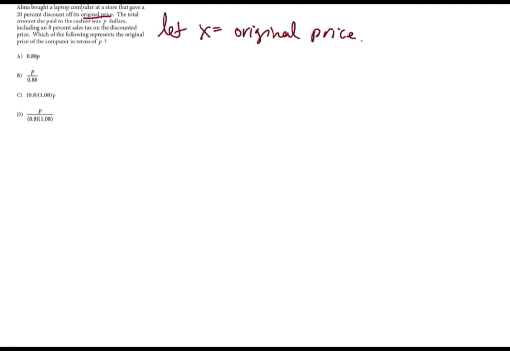So Alma bought a laptop computer at a store that gave a 20% discount off its original price. So we start off with X, and then if there's a 20% discount, you've got to multiply by something here to create the new value that comes after the discount. Because it's a discount, instead of 1 plus, you do 1 minus. And then 20% in decimal form is 0.20. So that's what you're going to subtract from 1, and then you multiply that. So that would be the price after the discount.